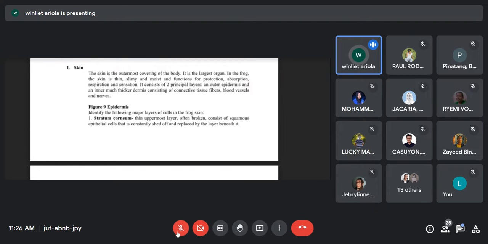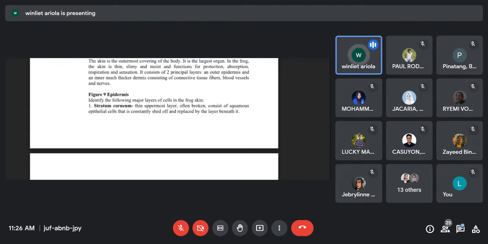What are the three main layers of the skin? Dermis, epidermis, and hyperdermis, ma'am. Not hypo. Okay. So the first one, very good. The first one is the epidermis. So when we say epidermis, it is the thinnest, pinakamaliit, and the outermost layer. This one, the epidermis. Outermost and the thinnest layer of the skin.